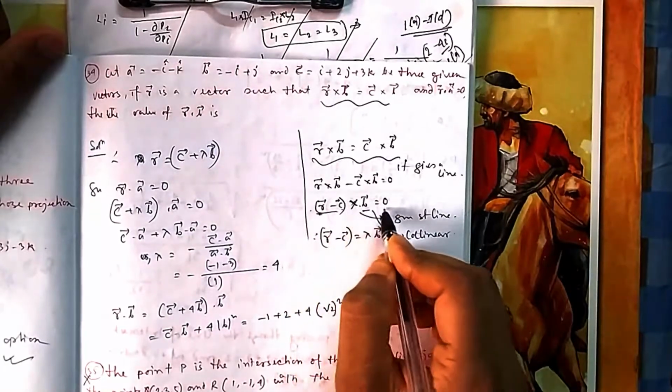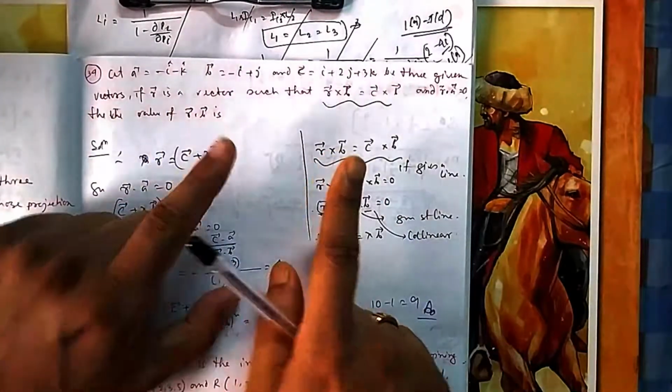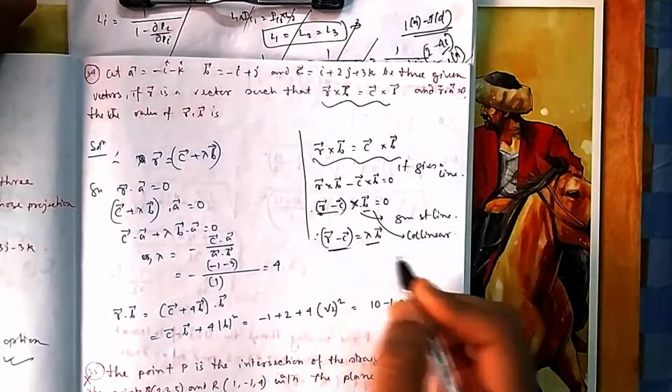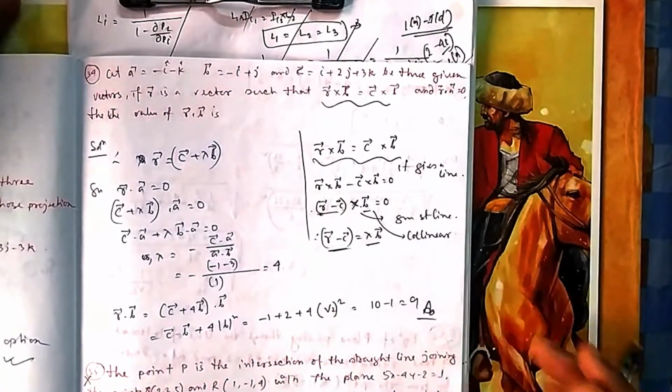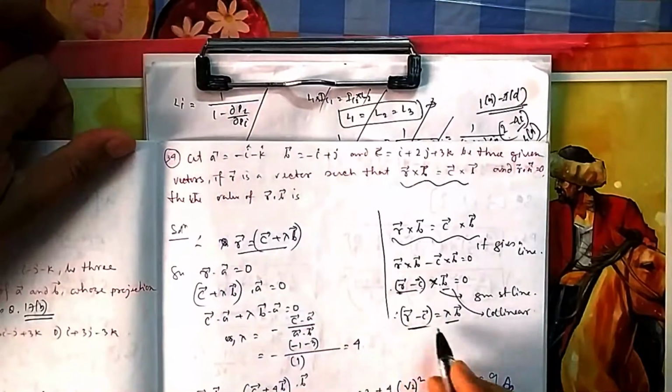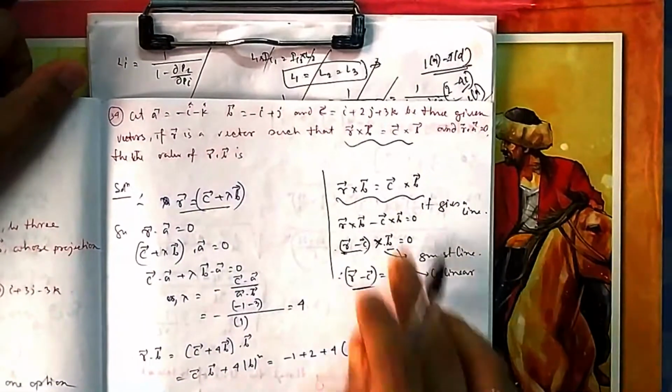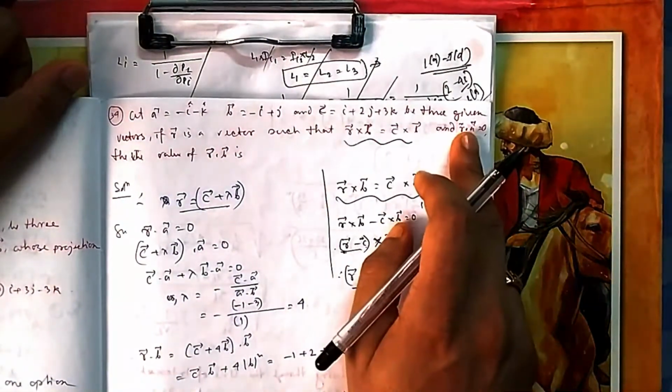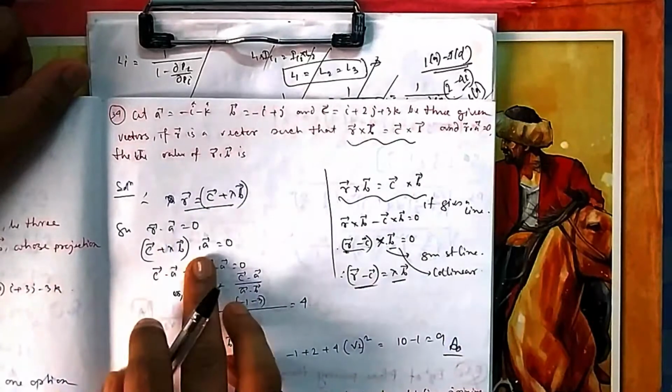So this vector cross is 0, which means they are collinear, parallel to each other. So this one can be written as some lambda into B. That means your R vector can be written as C plus lambda B. Why am I using this? Because R dot A is given, so you can apply dot A.